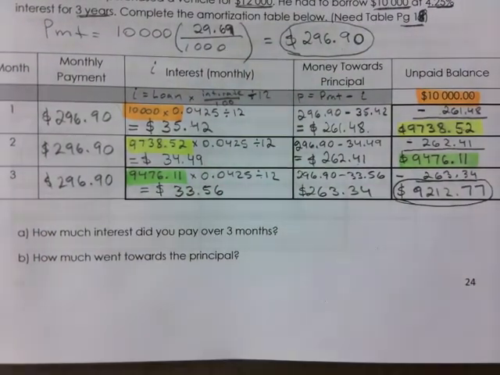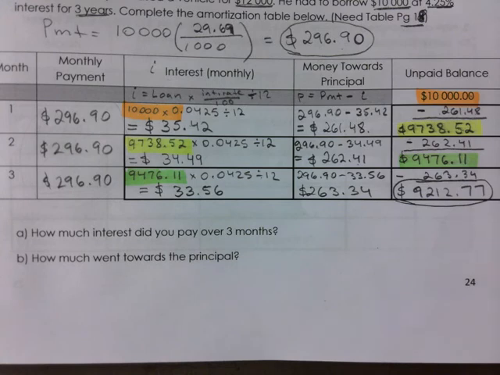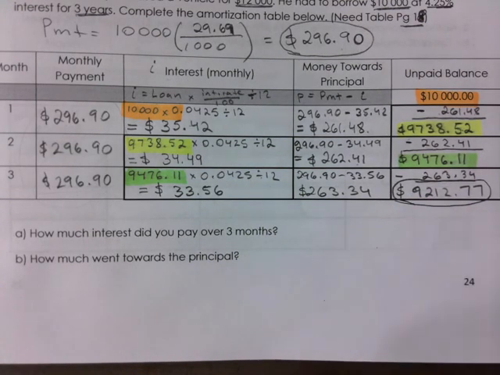We've only done 3 months. By the time you're done with this, if you had done, how many years are we taking here? 3 years? You would have 36 of these until your unpaid balance is 0. Okay? I'm not going to do that, but that's what normally would happen.